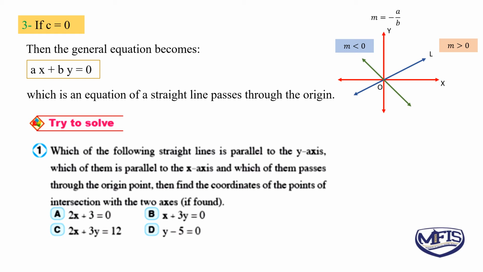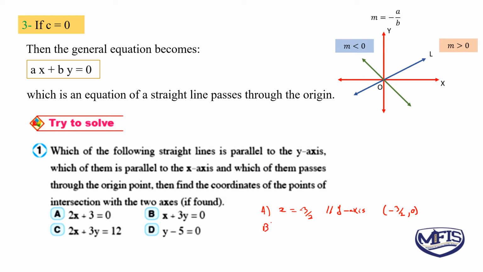Which of the following straight lines is parallel to the y-axis, which is parallel to the x-axis, and which passes through the origin point? Then find the coordinates of the points of intersection with the two axes, if found. The first one, 2x plus 3 equals 0. We can write it as 2x equals negative 3, or x equals negative 3 over 2. So this straight line is parallel to the y-axis and intersects the x-axis at negative 3 over 2 and 0.